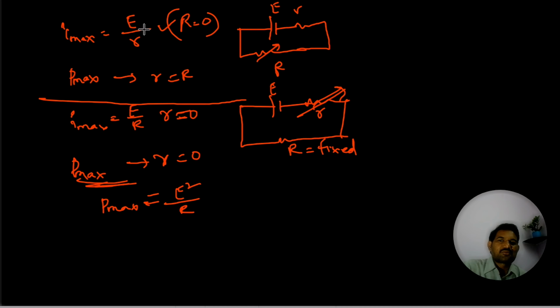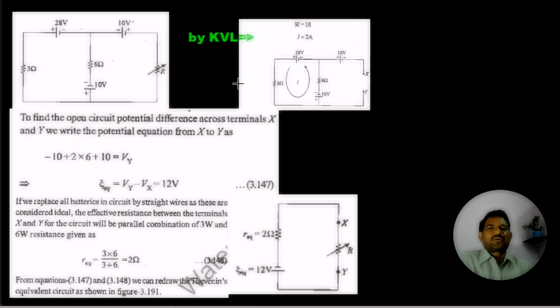Current will be maximum when capital R is equal to 0. But in this case, when small r is variable and capital R is fixed, then both current and power will become maximum for the same condition, when the internal resistance of the cell is 0, right? We already discussed these conditions in the mixed grouping of the cells.